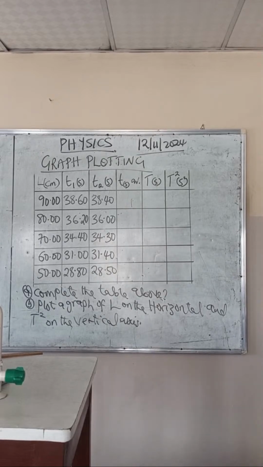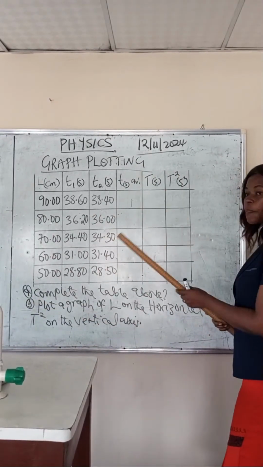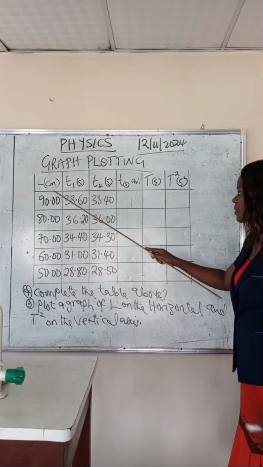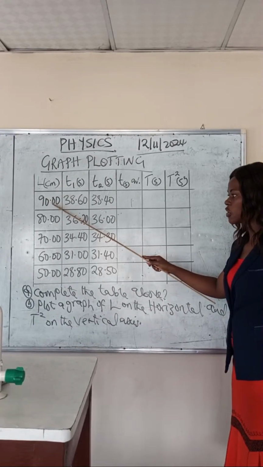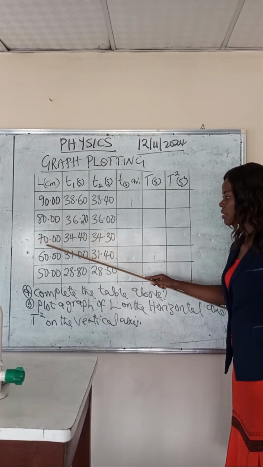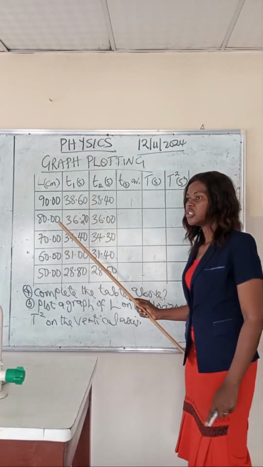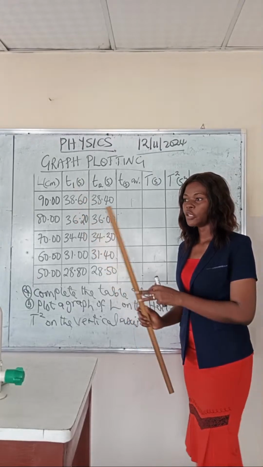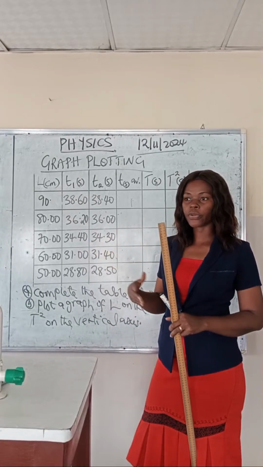Are we not writing? Okay, sir. All right. Now the first thing I'm going to do is to complete this table. How do we complete the table? Look at it, this length measured in centimeters. We have 90.00, 80.00, 70, 60, 50.00, right? In physics, you don't leave values like this. For example, I'll just write 90. No. This must be in 2 decimal places.